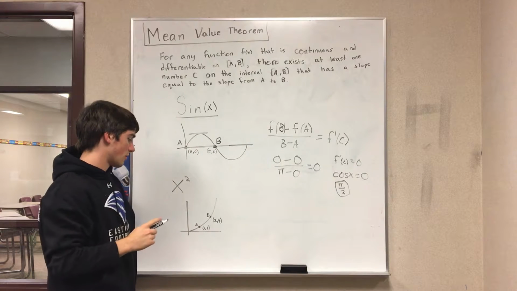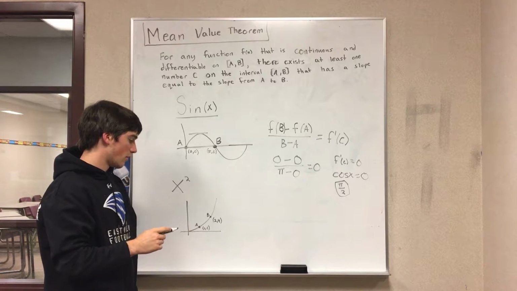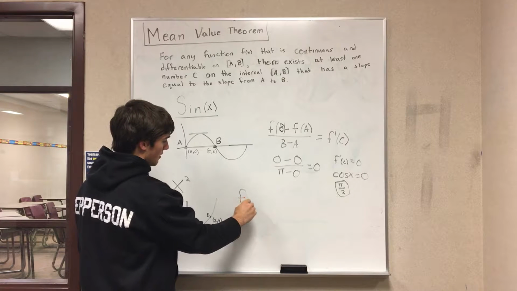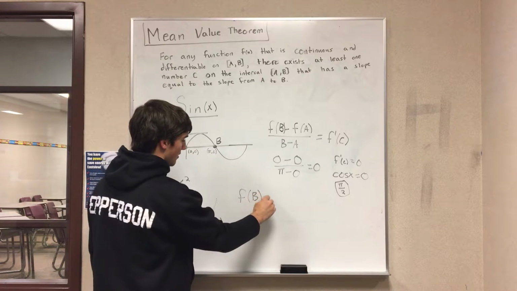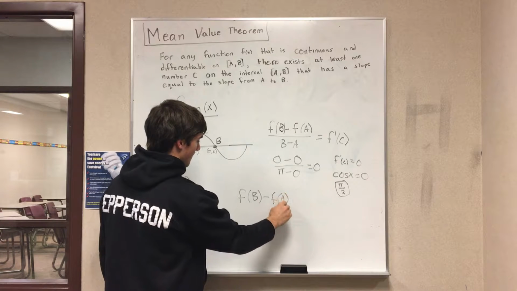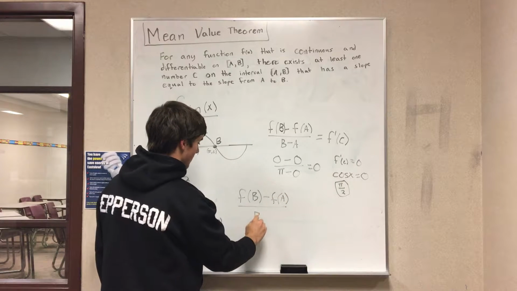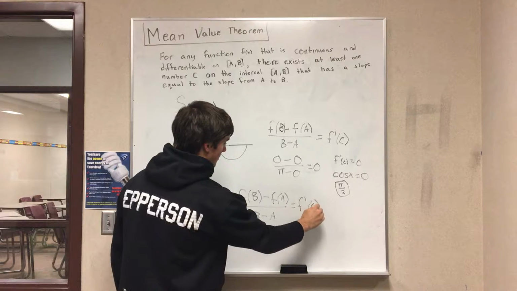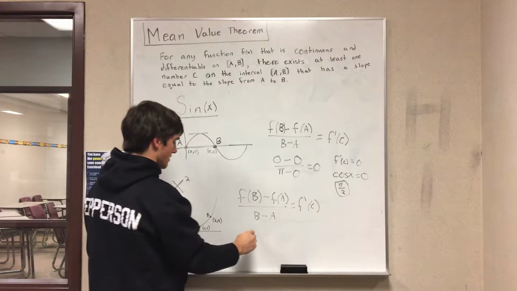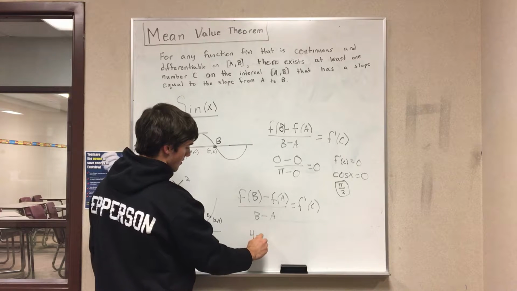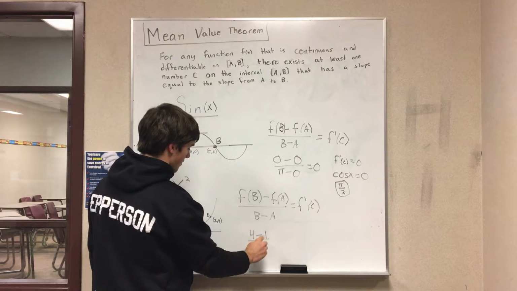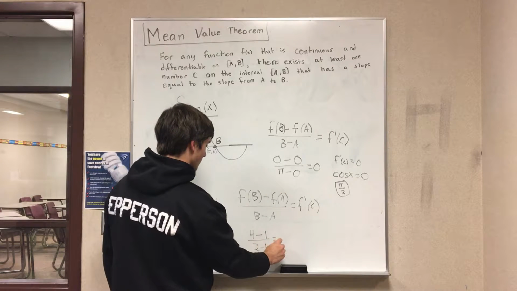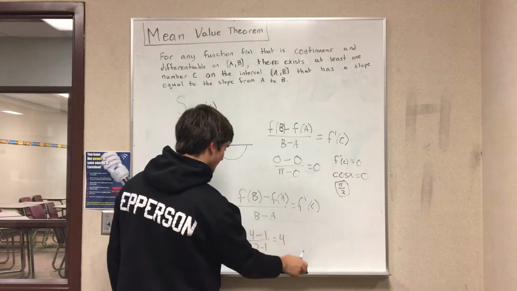Next example is x squared from the point a at x equals 1 to the point b at x equals 2. f of b minus f of a over b minus a equals f prime of c. f of b equals 4, f of a equals 1, and then b minus a is 2 minus 1, so you get a solution of 3.